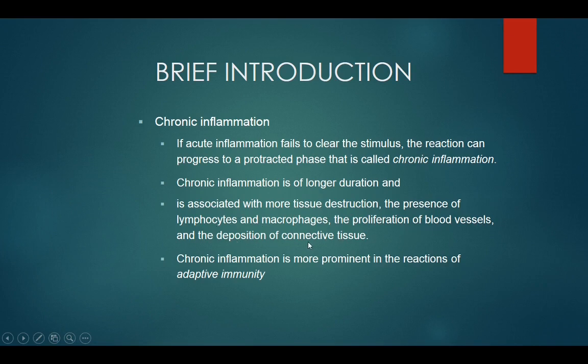So actually, chronic inflammation is more tissue destructive, but acute inflammation is just for the control of infection. So complications arise more in chronic inflammation. Chronic inflammation is more prominent in reactions of adaptive immunity. Adaptive immunity is the one which you acquire during your lifetime. So it's not present at the time of birth.